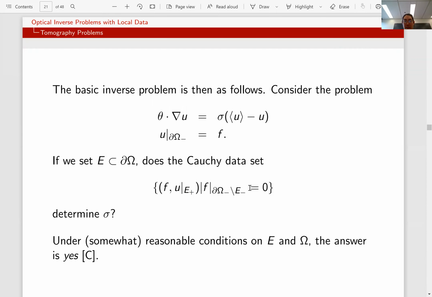Okay. And it turns out that under reasonable conditions on E and Ω, the answer is yes. So in particular, if Ω is strictly convex, and E is any open subset of the boundary, it turns out that you can do this. You can determine σ from this Cauchy data set. This is explained in recent work of mine. And so I want to take a few minutes to talk a little bit about how the proof of this works.